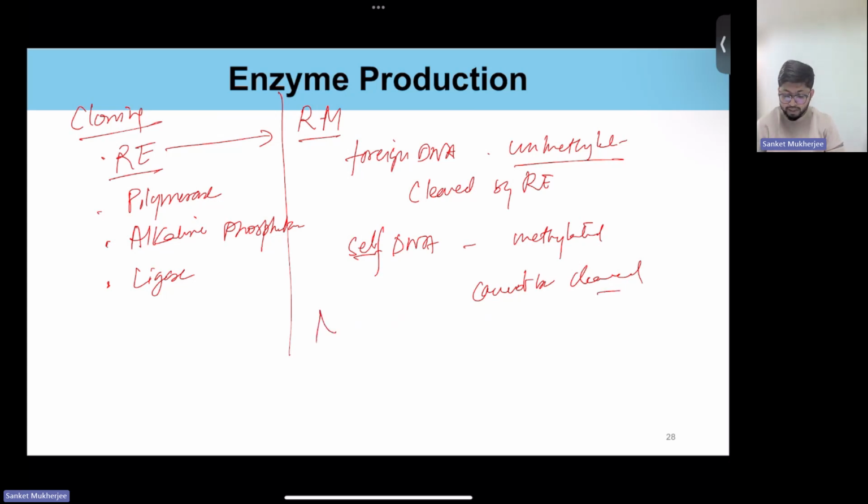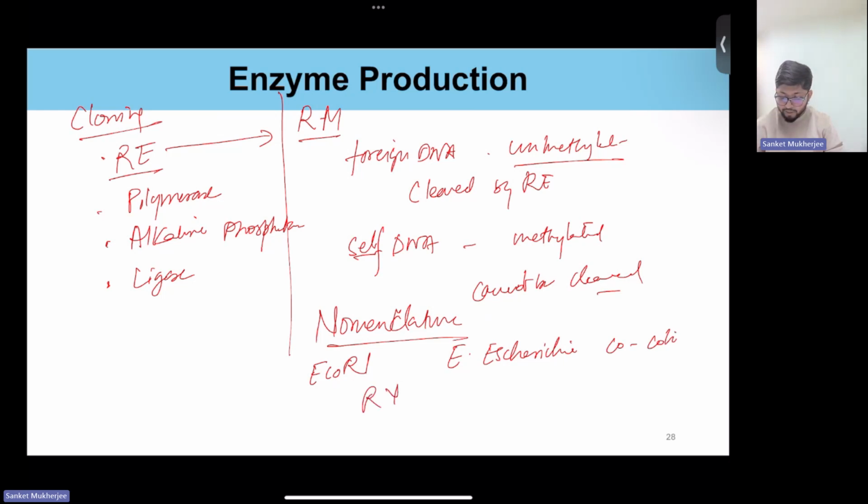If you look at the nomenclature of a restriction enzyme, let's say EcoRI, it's named as E stands for the genus, Co stands for the species, R is the strain, RY13. So from there we get the R, and 1 is the first restriction enzyme. It was isolated from this bacteria.